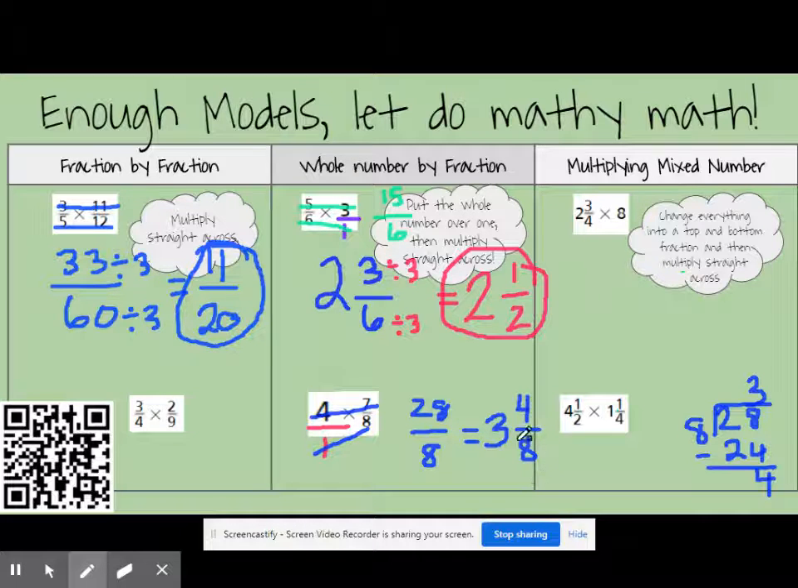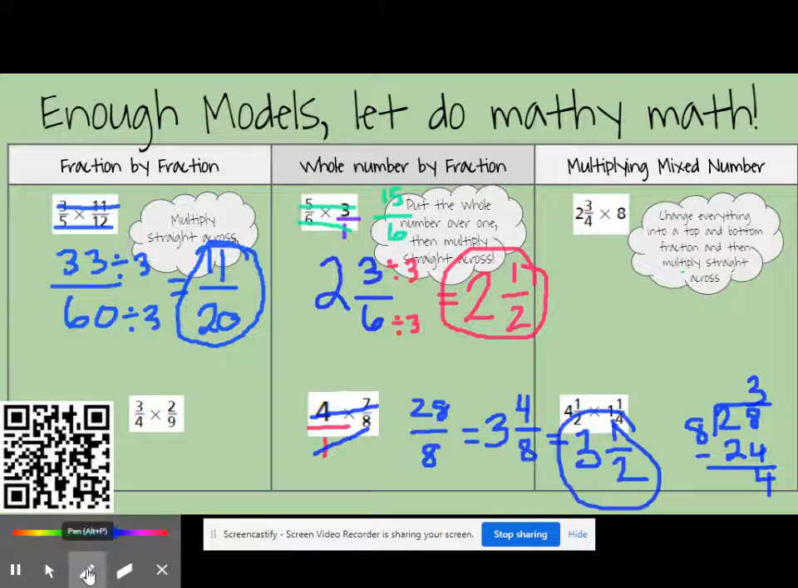Now your brain should be like, hey, I know how to simplify 4 eighths because 4 is half of 8. This actually turns into 3 and a half. That is our answer. We got that because you can divide 4 by 4 and you can divide 8 by 4. Okay, so 3 and a half should be the answer to that. You try.